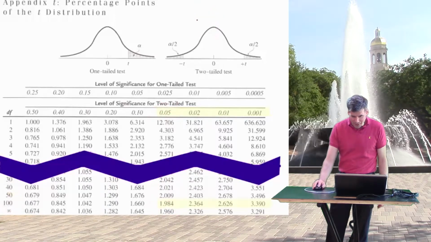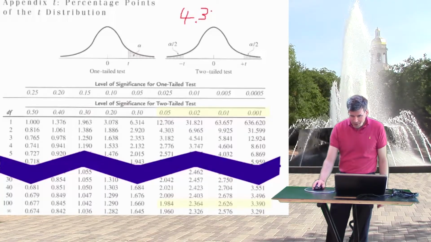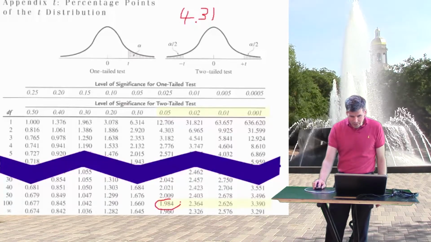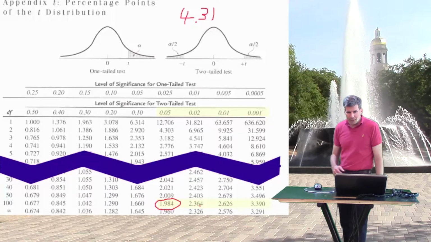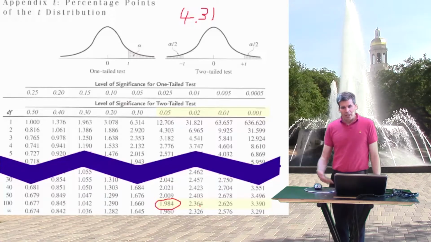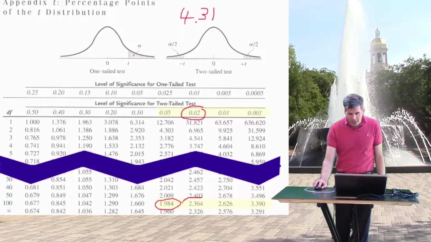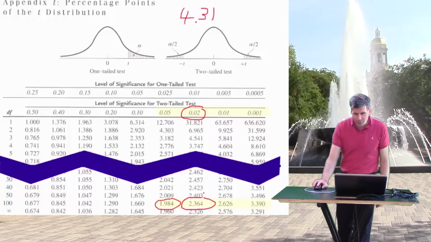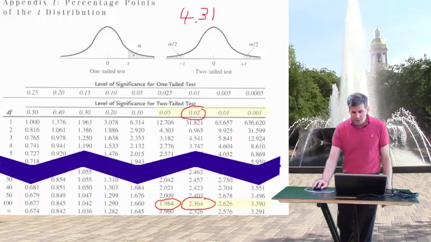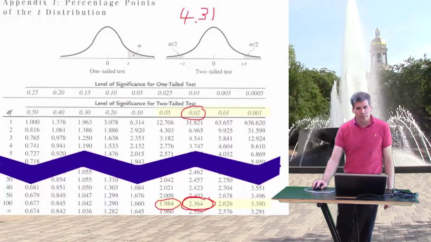Okay, let me erase it. Let me see if I can do that a little bit neater here. I'm going to write 4.31. There we go. That was a little neater. So we saw that our t exceeded our critical value, 1.984, so we could say p is less than 0.05. Well, now let's go on. Can we say p is less than 0.02? Here, our critical value is 2.364. Our t-value, 4.31, is indeed greater than 2.364, so we can say p is less than 0.02.